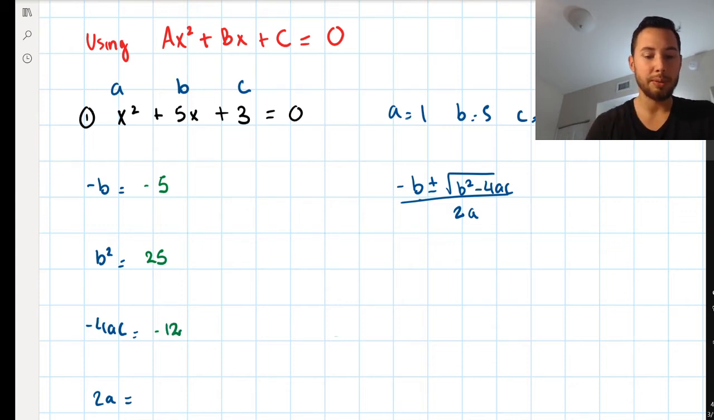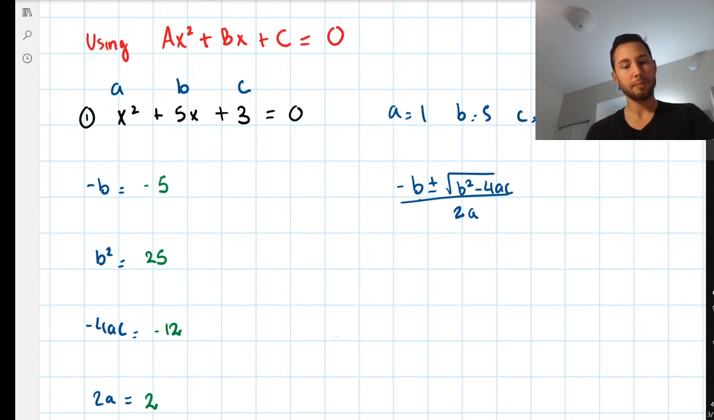2a would be 2 times 1, so that would just be 2. Everything that I did was list these numbers individually and then just multiply for the individual parts. So negative b, b squared, negative 4ac, and 2a. Once I do that, all I have to do is put this back together.